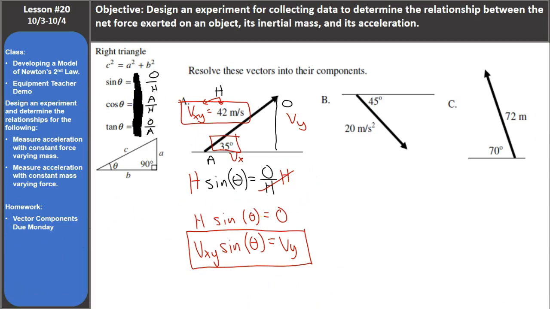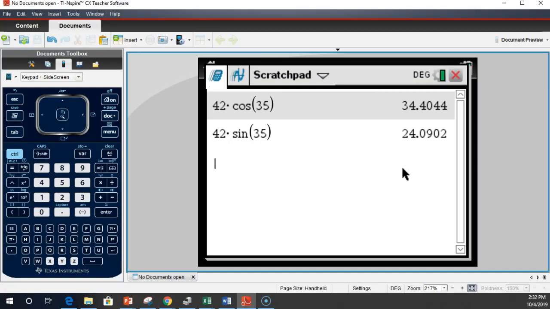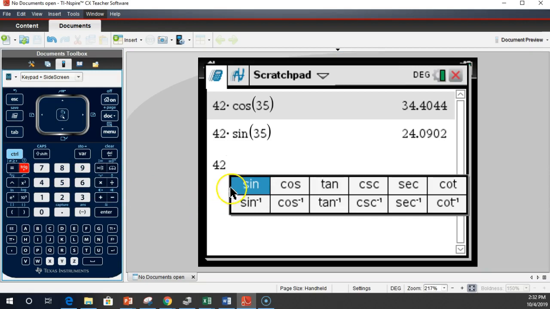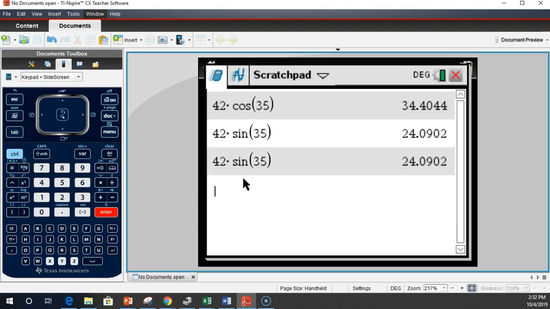Every time I try to get to the sine, it comes up with some notification. Okay, so watch. You can see it up on the board actually. You should put in 42, and then you'll navigate over here to the trig function, sine, 35, and hit enter. Yeah, this is dxy, sine of the angle.